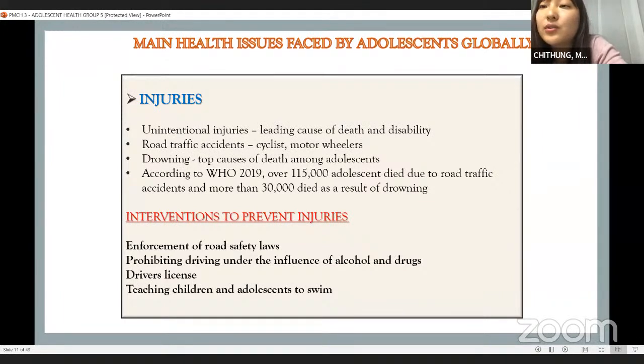According to WHO 2019, over 115,000 adolescents died due to road traffic accidents, and more than 30,000 died as a result of drowning. Interventions to prevent injuries include enforcement of road safety laws, prohibiting driving under the influence of alcohol and drugs, driver licensing, and teaching children and adolescents to swim.